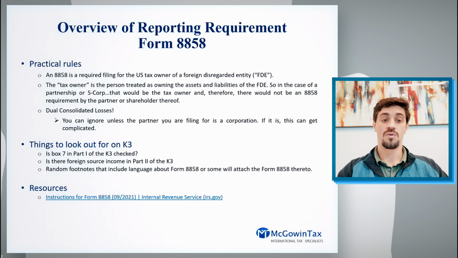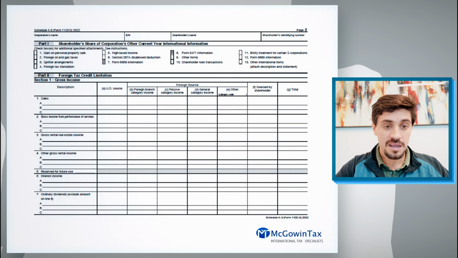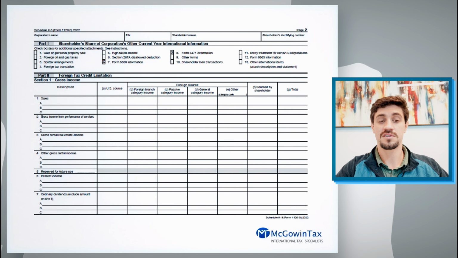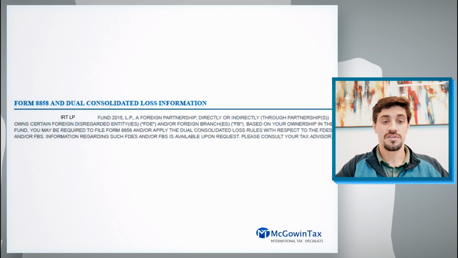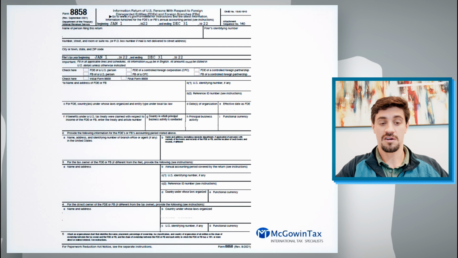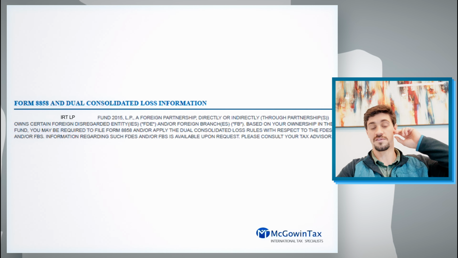So the footnote I usually see with this is, they'll attach, so here's the K-1, which isn't that relevant in this case. But you'll see the 8858 information here. So then we know that there's going to be some footnote related to the 8858. And then they'll attach the actual 8858 itself. So you're thinking, what is this? What do I need to do with this form? And then there'll be a footnote like this that mentions Form 8858 and dual consolidated loss information.